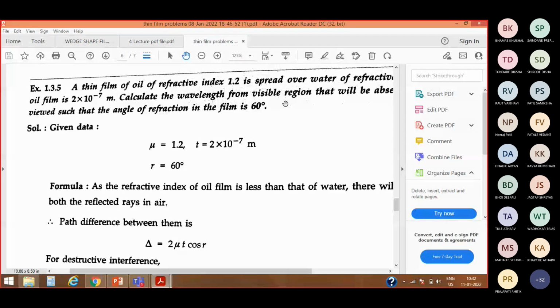Please repeat again. Okay, find the wavelength of light in the visible spectrum which will be absent from the reflected light.